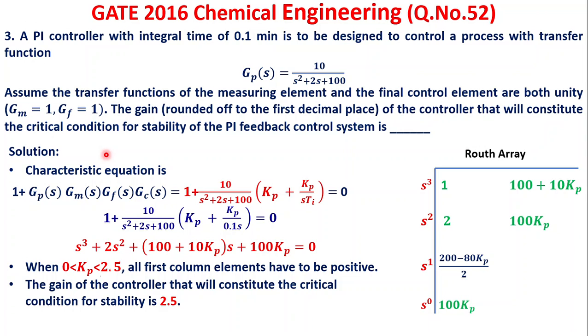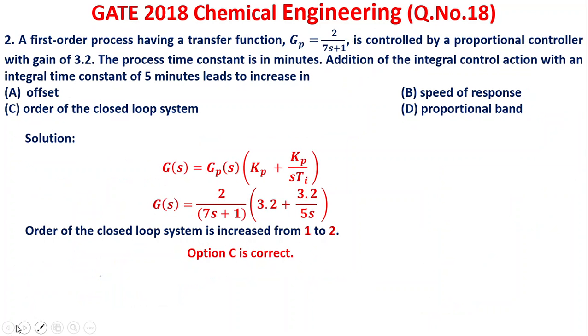So very simple question. First you find the characteristic equation. Whenever we are concerned about stability, it means the characteristic equation. That's all. Routh array, very simple. So 1 plus G of S. G of S is nothing but Gp of S, Gm of S, Gf of S and Gc of S, all connected in cascade. 1 plus Gp of S is 10 by S square plus 2S plus 100. And this is your PI controller, Kp plus Kp by S Ti. In the last question only we have seen that. Yeah, the same thing we have taken.